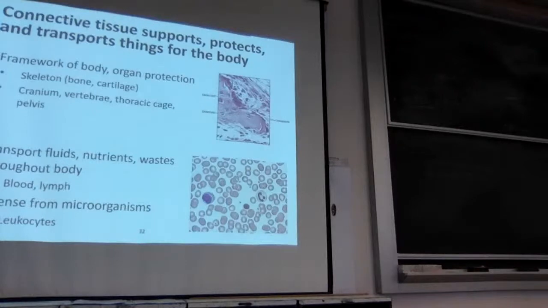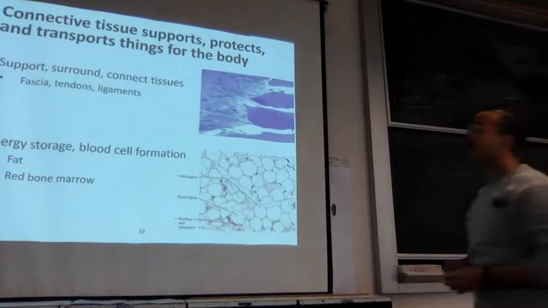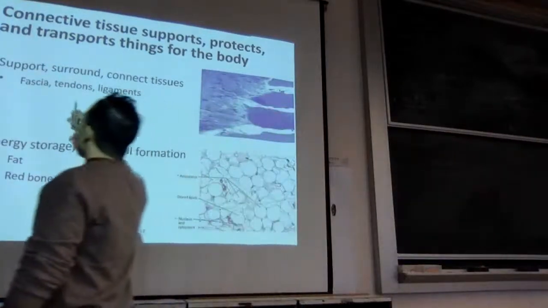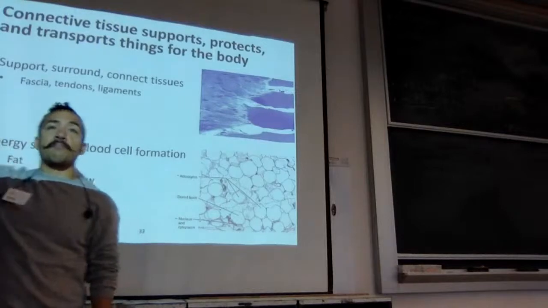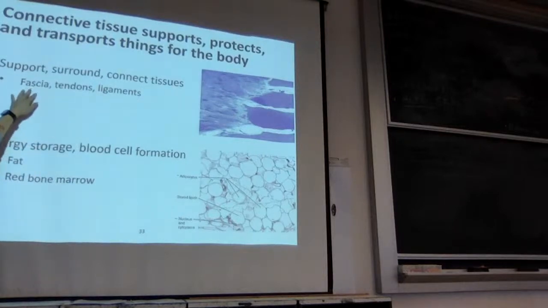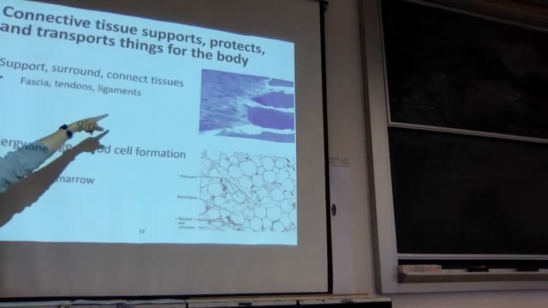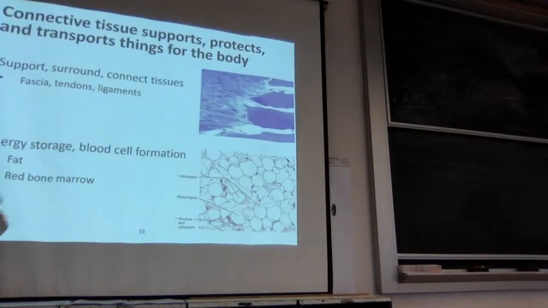So they can be a framework and protect, they can transfer things, they can defend us. They can just generally support and connect things. Fascia, this is what covers up muscles. So the outer protective covering of muscles and also some organs, that's what fascia is. Tendons, what do they connect? Anyone know? Muscle to bone. Tendons are muscle to bone. Ligaments are bone to bone. So all these things are just more ways to connect.